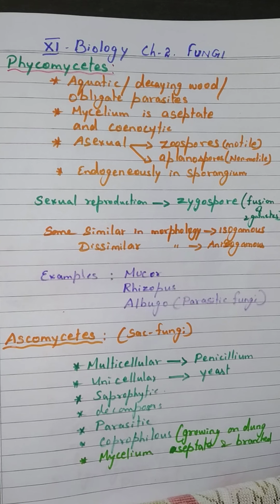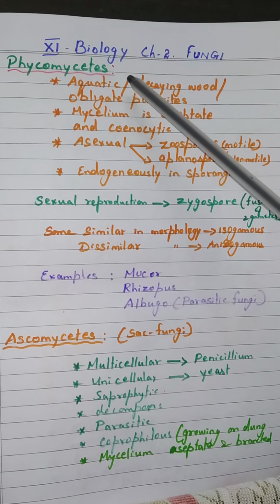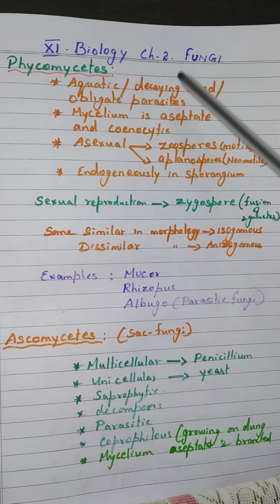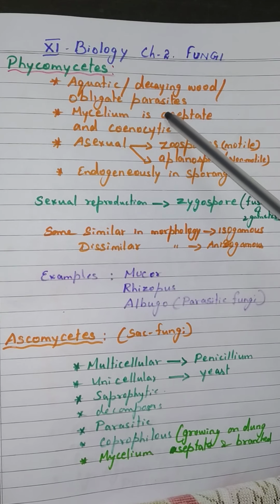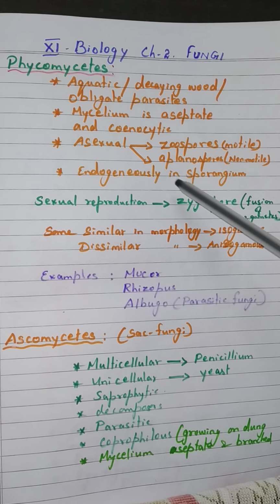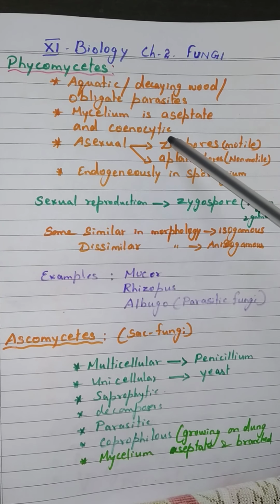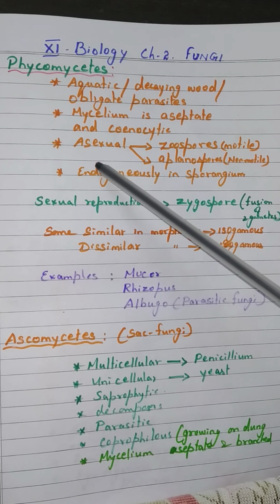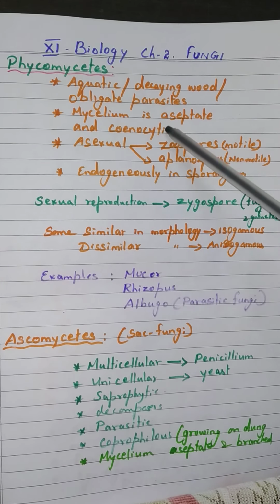Let us start with Phycomycetes. Members of Phycomycetes are found in aquatic habitats and on decaying wood, in moist and damp places, or as obligate parasites on plants. The mycelium is aseptate and coenocytic. Do you know the meaning of coenocytic? A continuous tube filled with multinucleated cytoplasm. There will be no cross walls.